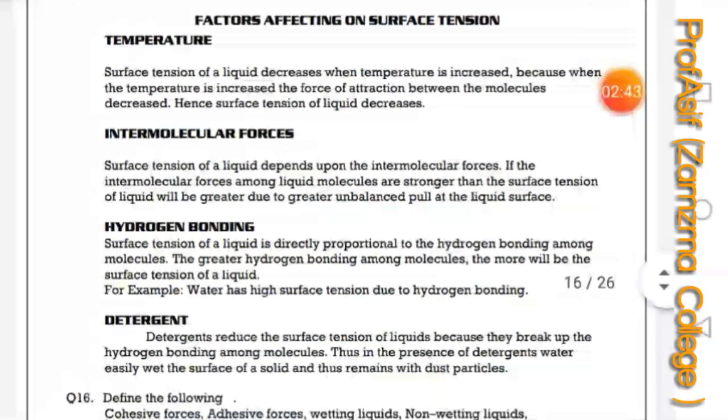The second one is intermolecular forces. Students, the main cause of surface tension is downward stretch, that is intermolecular force. So it's very easy to remember that increase in intermolecular forces can increase surface tension.